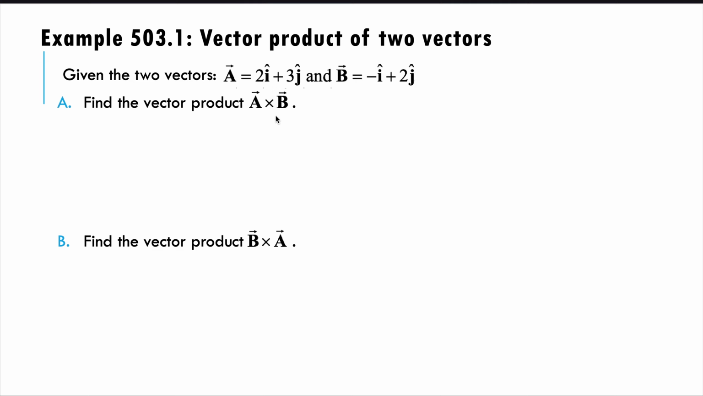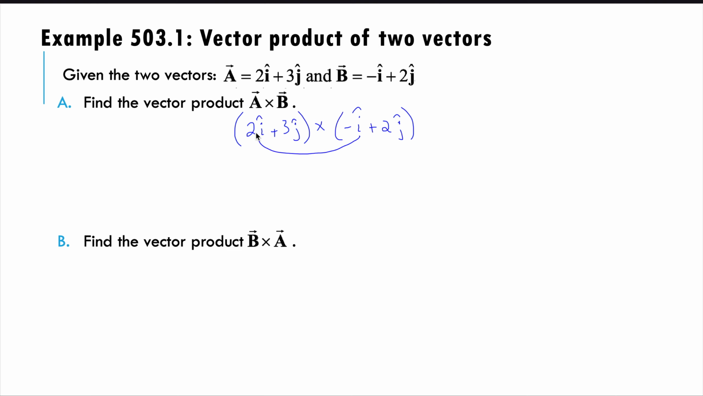The best thing to do is to write the two vectors and then just use a distributive property to multiply each term out. So we're going to write 2i hat plus 3j hat cross negative i plus 2j. And the way that you would use a distributive property is like the FOIL method. You have to just multiply each term. So let's do the first term.